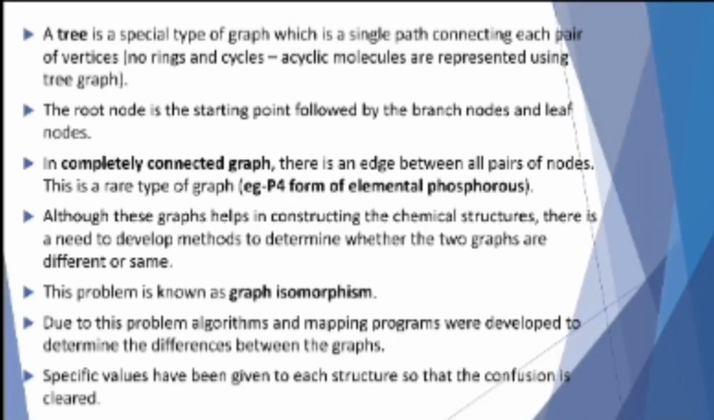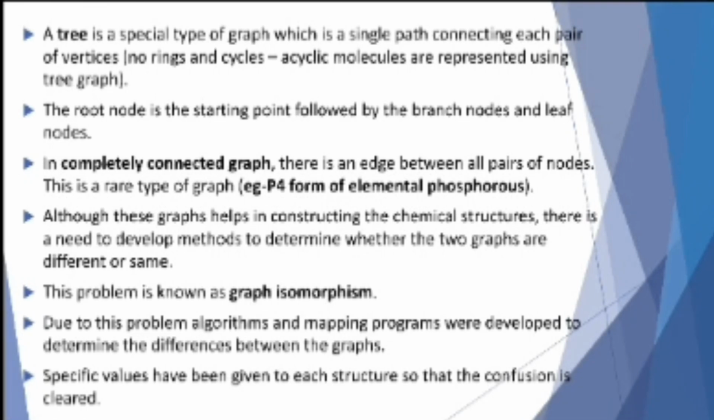So apart from that, we have the graphical method, and apart from this graphical, we also have the tree-like structure. It's a special type of graph which has a single path connecting each pair of vertices. A root node is a starting point followed by the branch node and leaf node. So how the tree looks, the same way the notation of the compound is described. In a completely connected graph, there is an edge between all pairs of nodes. This is a rare type of graph.